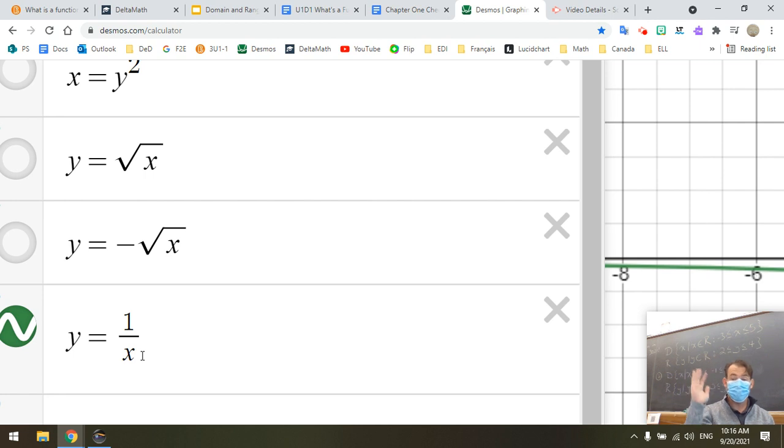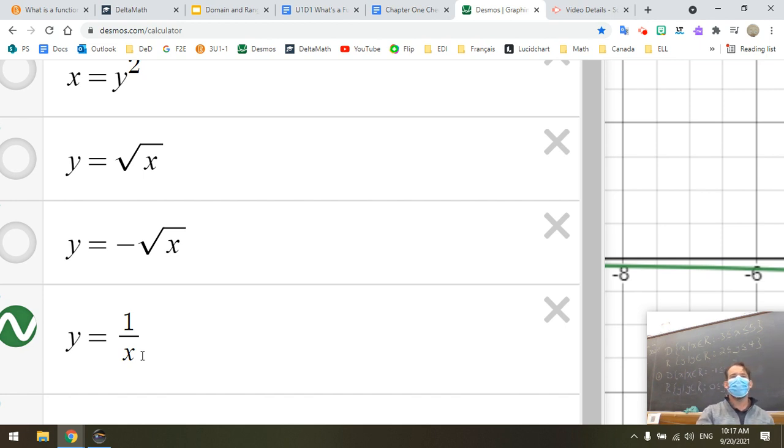But actually, this function still passes the vertical line test. Even though it approaches a vertical line, it never becomes a vertical line. It always has a slope. It's always getting closer, but never touching 0. Because if you're dividing by 0, you can't divide by 0. You just can't do that.